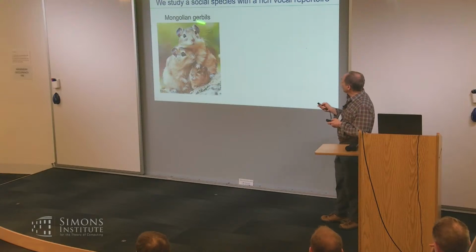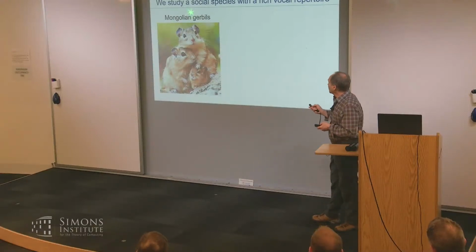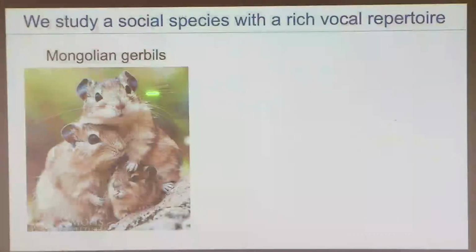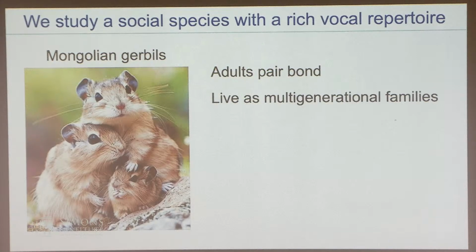So now I'm going to segue into the social part of the talk. We study Mongolian gerbils. I haven't really introduced you to the species yet. Most people who work in wet labs use rats or mice. We use Mongolian gerbils for a couple of reasons. One is they're a very social species. Adults pair bond, like prairie voles. They live as multi-generational families.